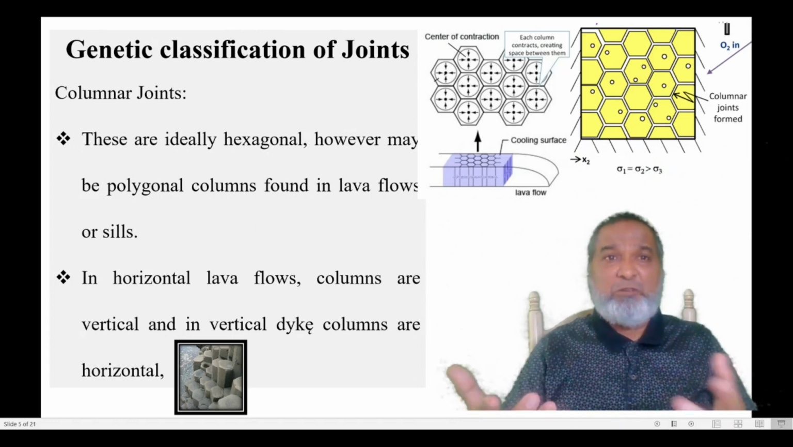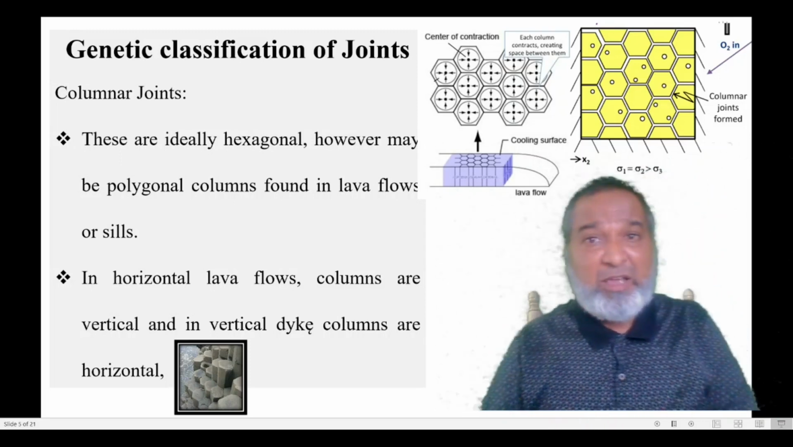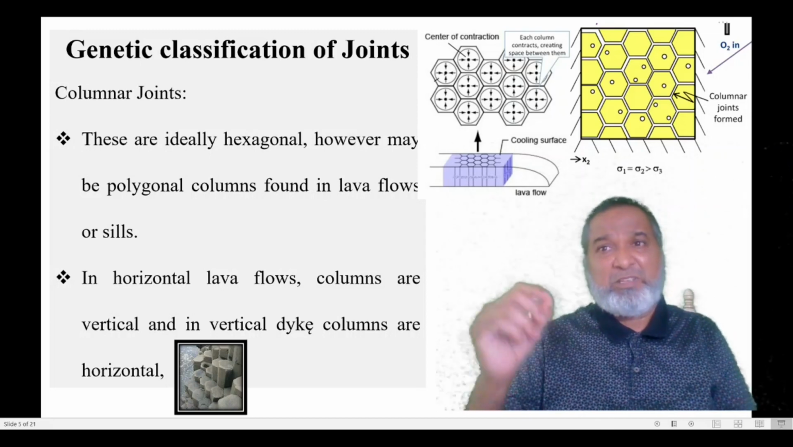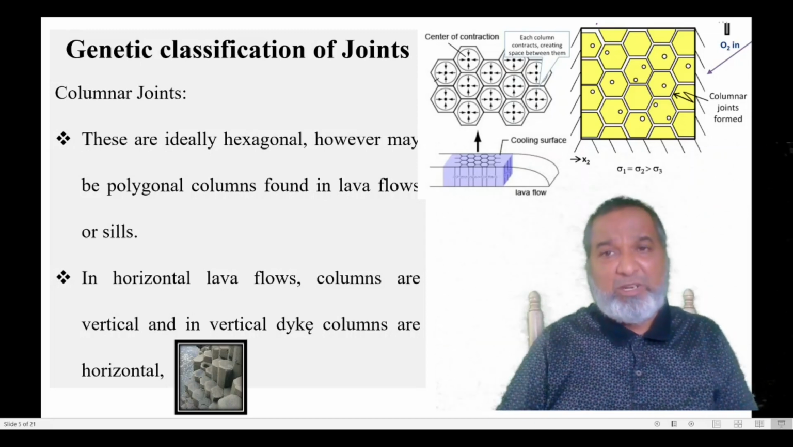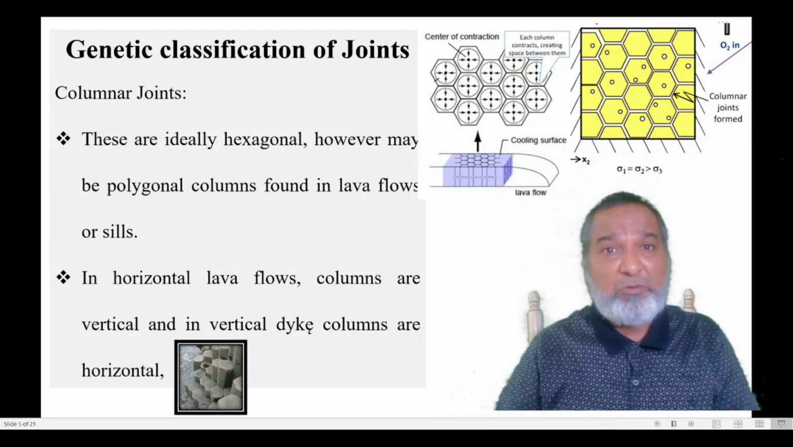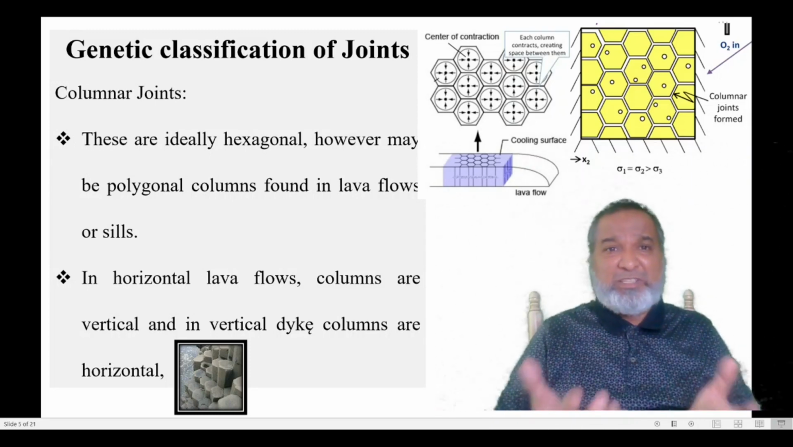The next important one, and this will 100% be asked in the examination for 5 marks: columnar joints. Give the genesis of the columnar joints, how the columnar joints have been formed. So here we have to give this one answer. Now, whatever we have to see about the columnar joints, what is there?